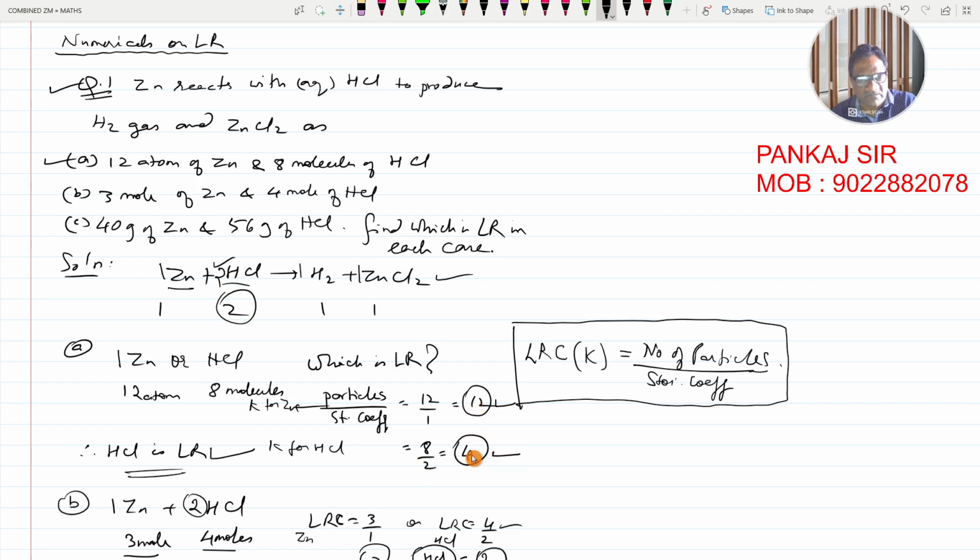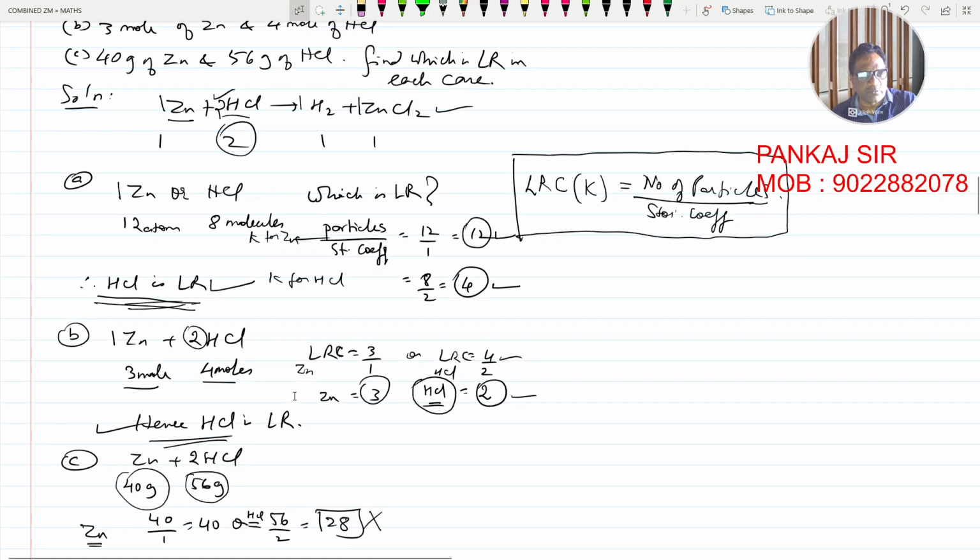Now out of these two K values, which one is smaller? Of course, 4 is smaller. So the substance corresponding to this smaller value, which is hydrochloric acid, has to be the limiting reactant. It is decided that hydrochloric acid is the limiting reactant, and obviously the zinc will be the excess reactant in this particular reaction. So question 1A has been sorted out. In scenario A, hydrochloric acid is your limiting reactant.